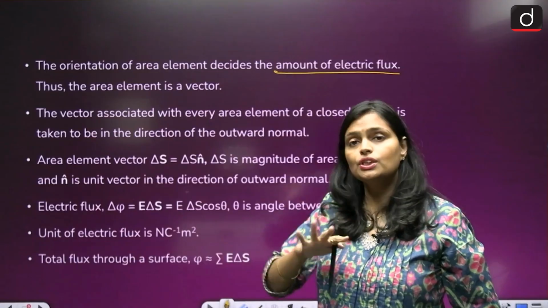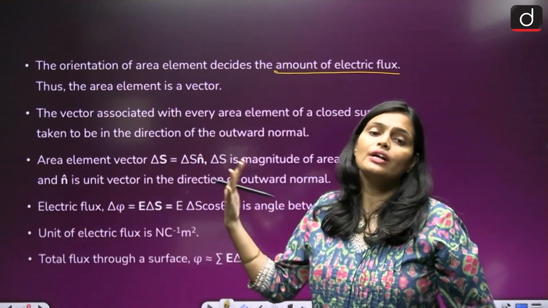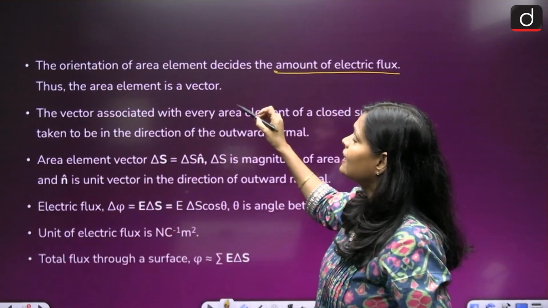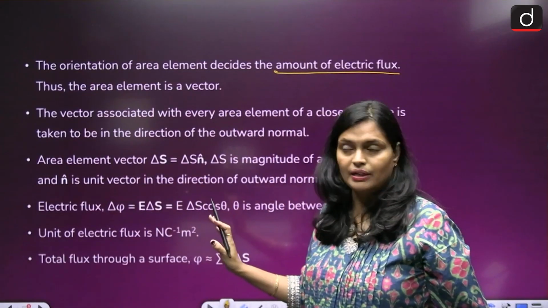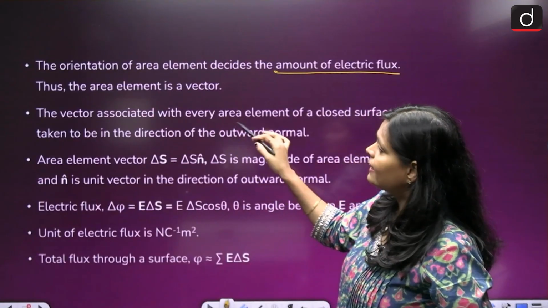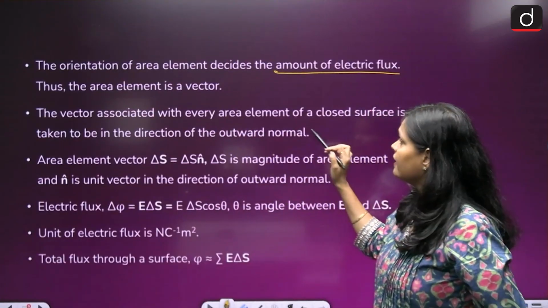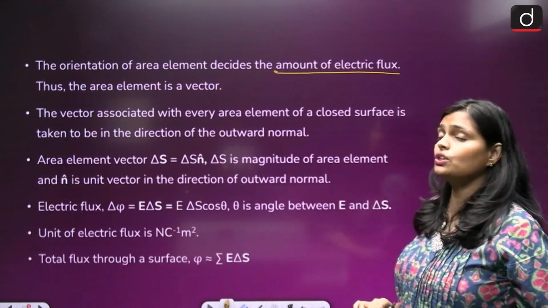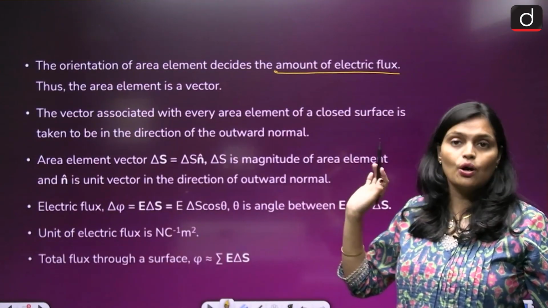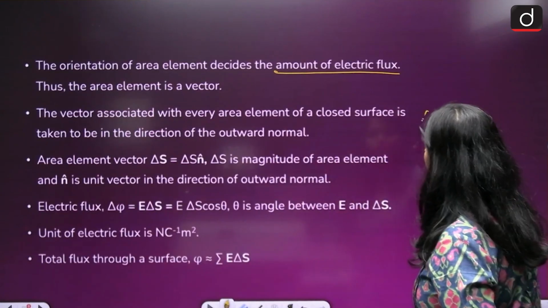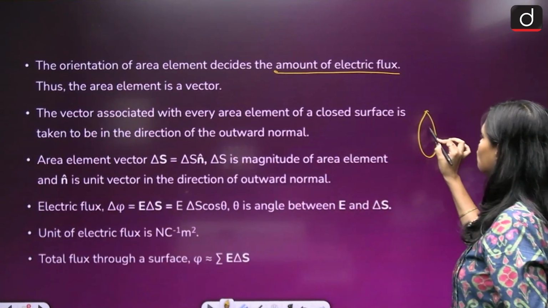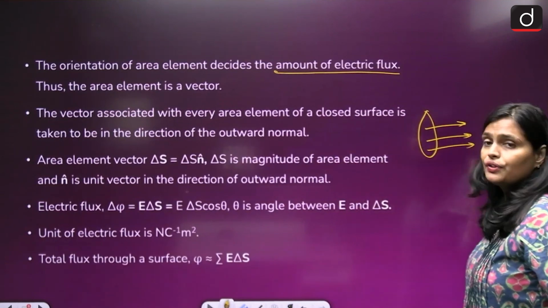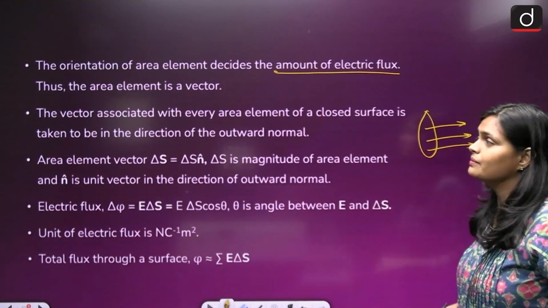Simply, जितना बड़ा area, more electric lines, more electric flux. Thus, the area is a vector element. The vector associated with every area element of a closed surface is taken to be in the direction of normal outward. ठीक है? Suppose if you have any closed surface, so whatever the electric field line is coming out, it is always moving normal outwards.